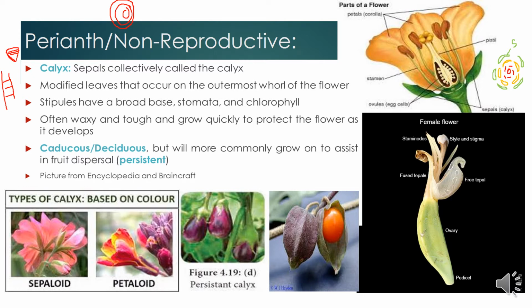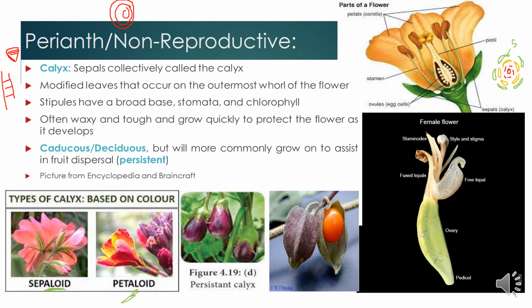So the calyx can be, depending upon the type of color, of two types. Here we see it is green in color, so it looks like a leaf, a modified leaf. So green colored sepals are called sepaloid sepals, and if it is not green colored but colored just like the petals, very much colored, then it is called petaloid sepals.